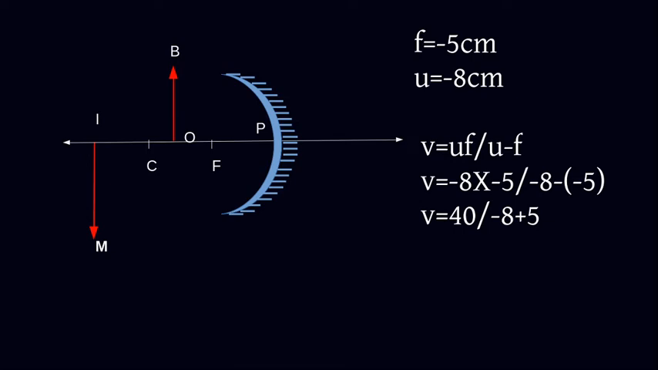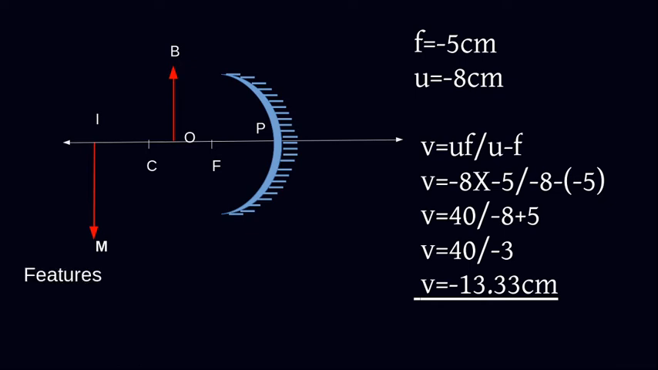That is v is equal to minus 8 into minus 5, means 40, divided by minus 8 plus 5, that is minus 3. So v is equal to 40 by minus 3, that is equal to minus 13.33 centimeter.